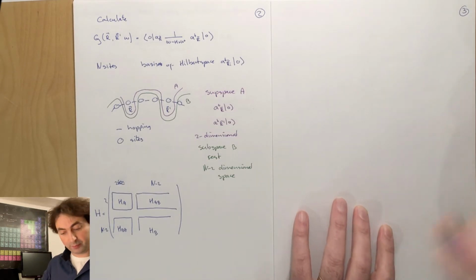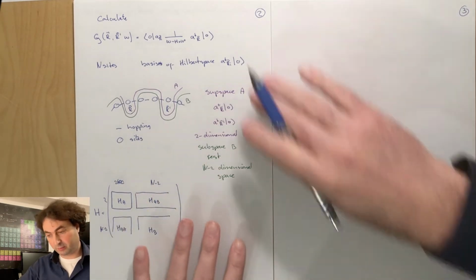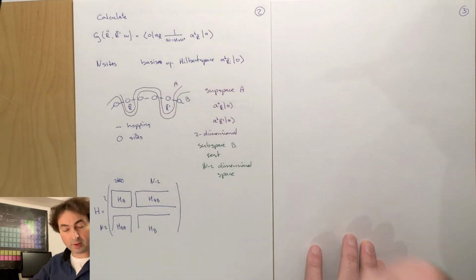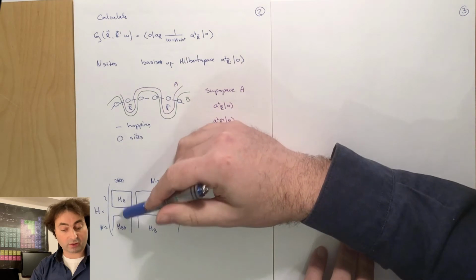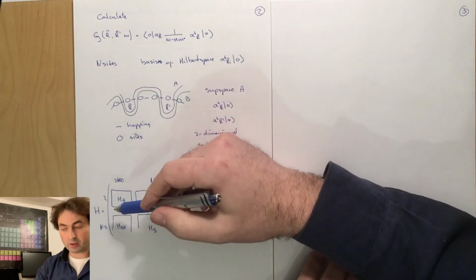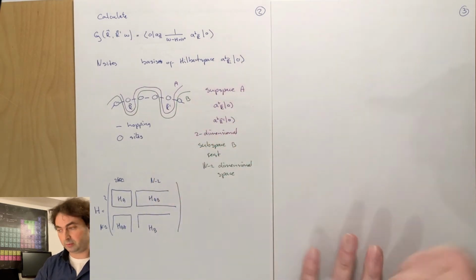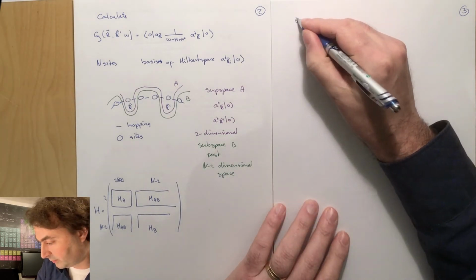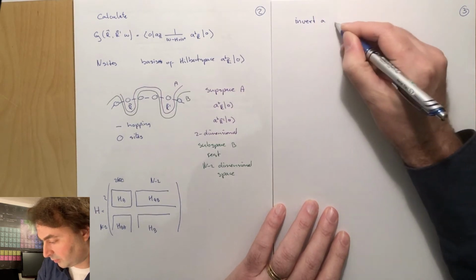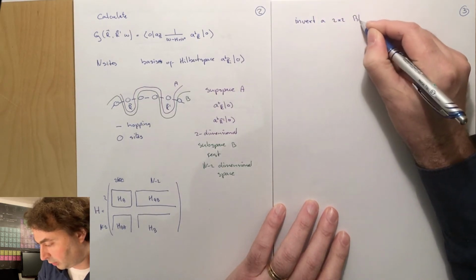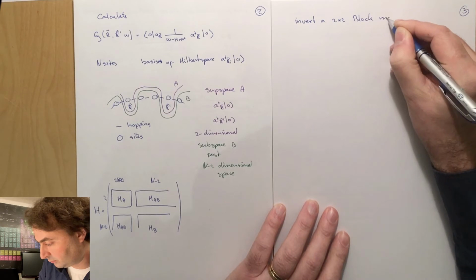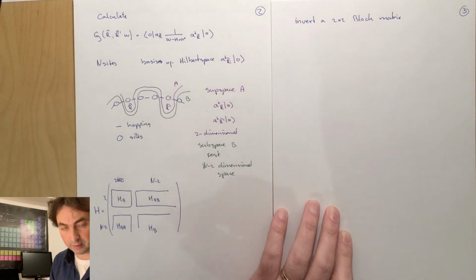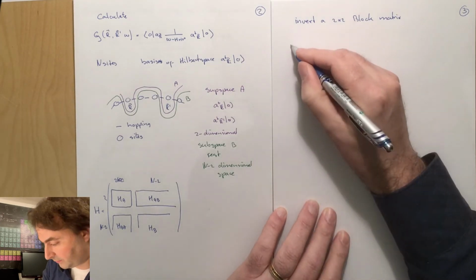Now if you want to invert this matrix, which is what we need when we want to calculate the Green's function, then we can invert it as if it is a 2 by 2 matrix, where we just have to realize that the elements of our matrix now are matrices. So we want to invert a 2 by 2 block matrix, where the block refers to the fact that our elements are matrices again.